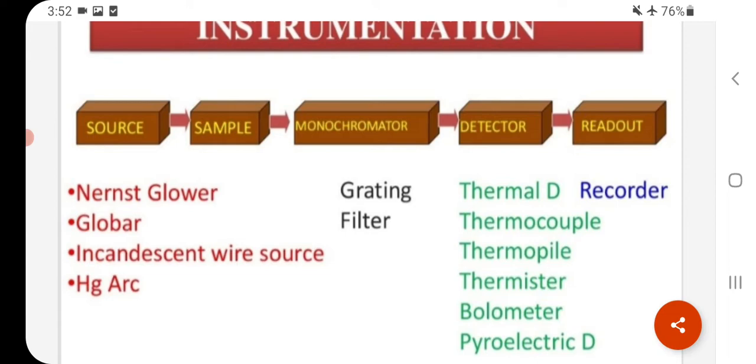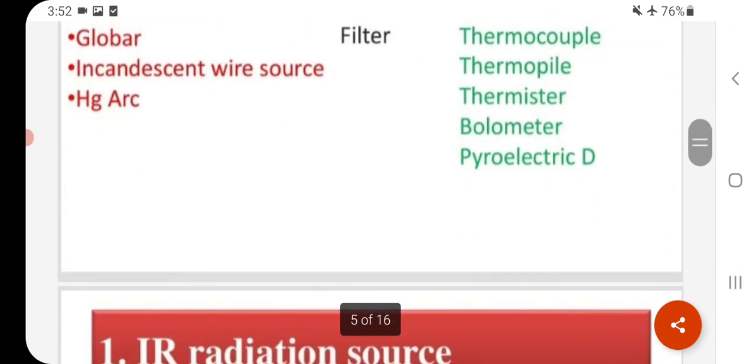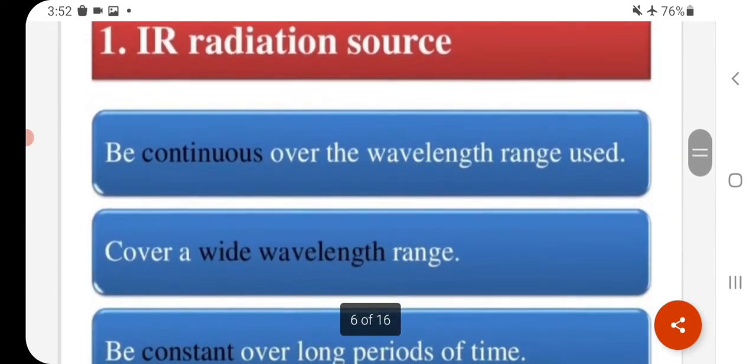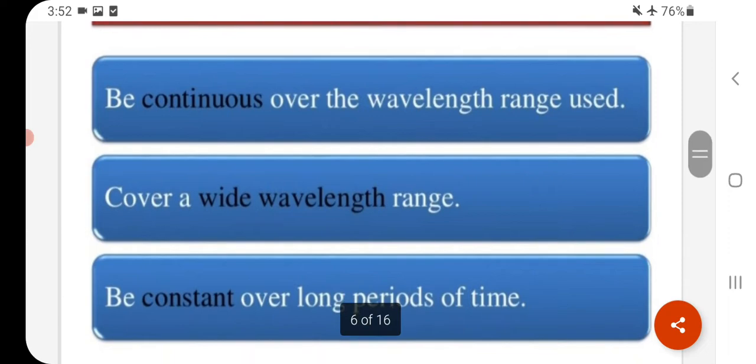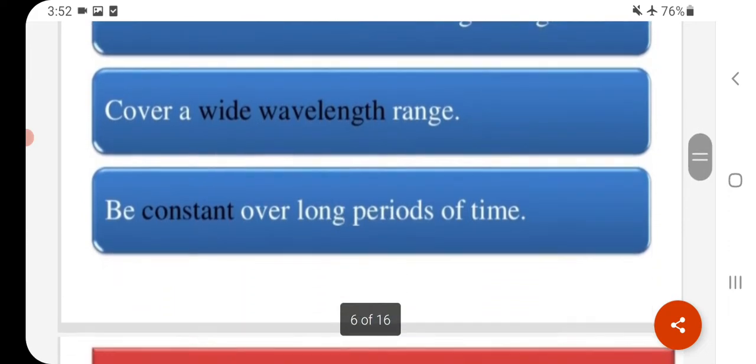Source of radiation. The main sources of radiation in the mid-infrared region are a nichrome wire and the Nernst glower. When electrically heated up to 2000 degrees Celsius, they produce mid-infrared radiation. The source should be continuous over the wavelength range used, cover a wide wavelength range, and be constant over long periods of time.